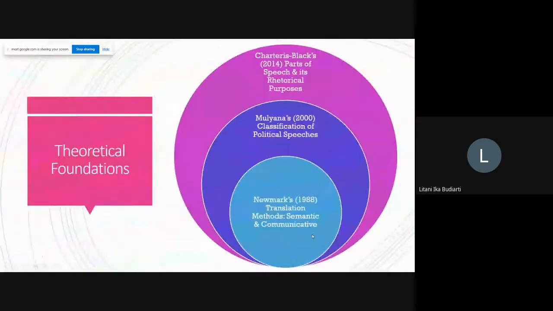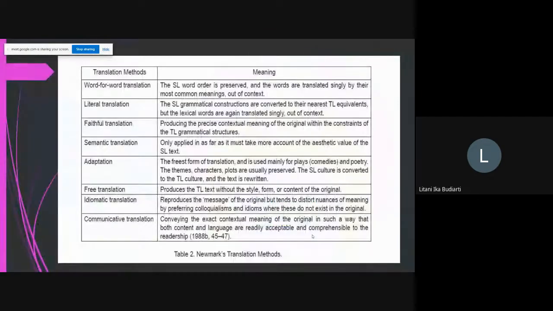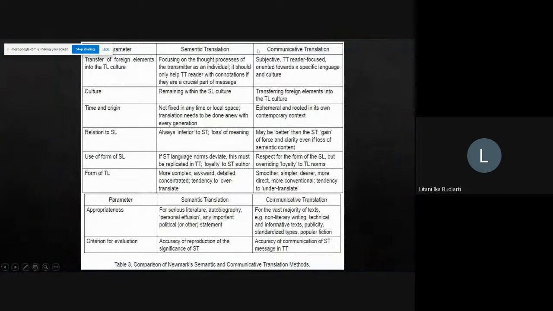This is the theoretical foundation used by the author. We have Carter's parts of speech and its rhetorical purposes, Muliana's classification of political speeches, and Newmark's 1988 translation methods, which focus on the semantic and communicative translation methods in this article. We have eight here: word for word translation, literal translation, faithful translation, semantic translation, adaptation, free translation, idiomatic translation, and communicative translation. And this is the comparison between semantic and communicative translation methods.